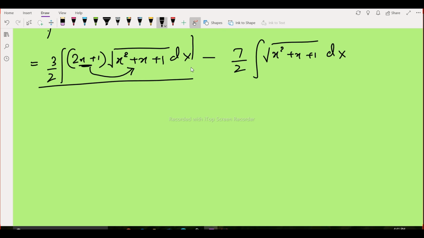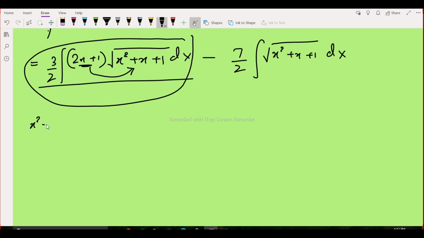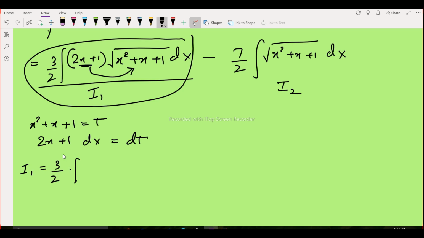So if I just solve this part first, I can put x square plus x plus 1 is equal to t. So I have 2x plus 1 dx is equal to dt, right? So once I do this, let's say this is I1 and this is I2. So I'm solving I1. I1 is equal to 3 by 2 integration of, 2x plus 1 dx is dt, and this is root t, so root t dt. That's it. Now you can just integrate this.